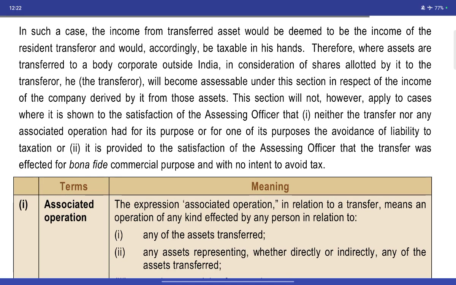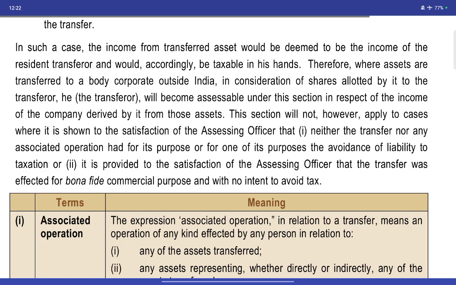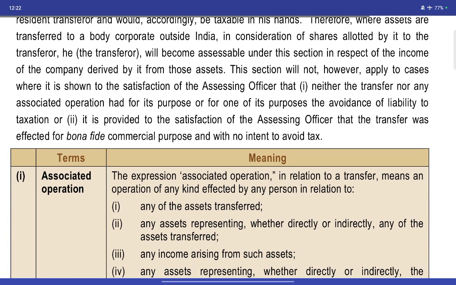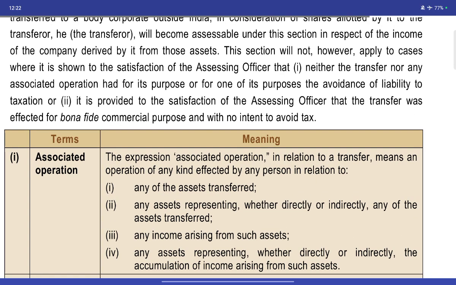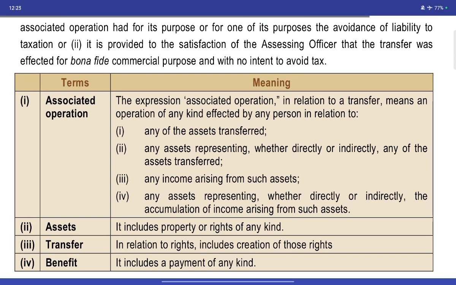Otherwise, if assets are transferred to a body corporate outside India in consideration of shares allotted by it to the transferor, the transferor is an assessee under the section in respect of the income of the company derived by it from its assets. The section will not, however, apply where it is shown to the satisfaction of the assessing officer that neither the transfer nor the associated operations had, as a purpose or one of the purposes, the avoidance of liability to taxation. Proving to the satisfaction of the assessing officer that the transfer was effected by a bona fide commercial purpose and had no intent to avoid tax.